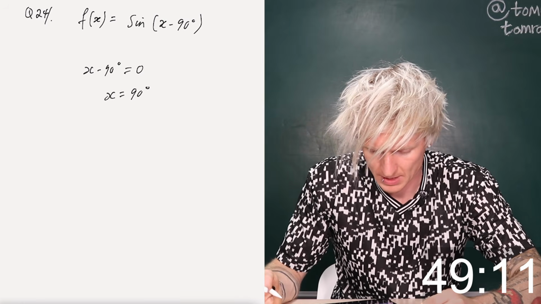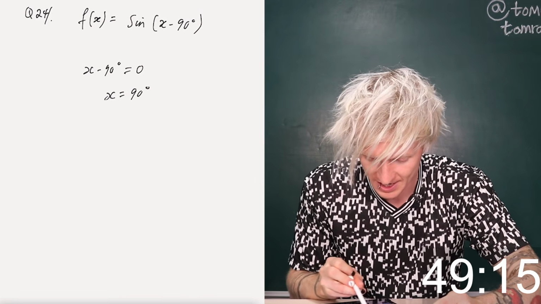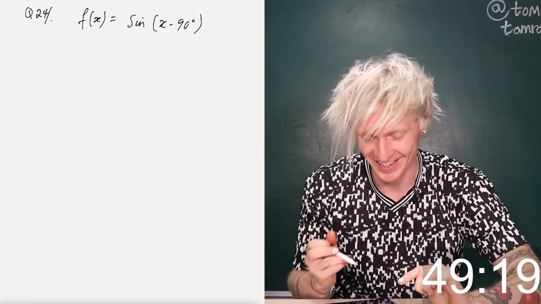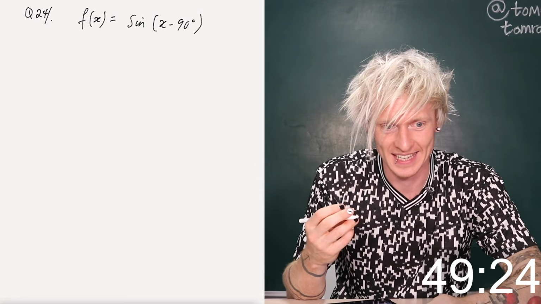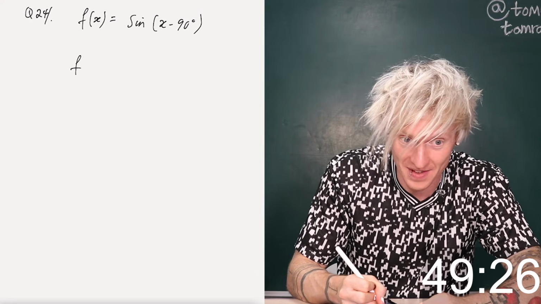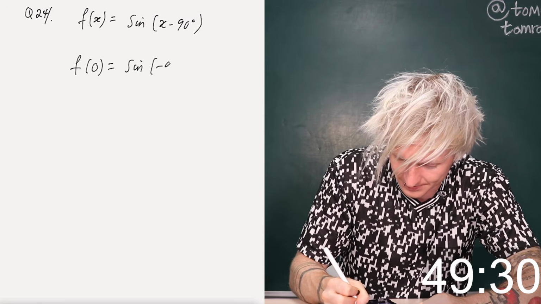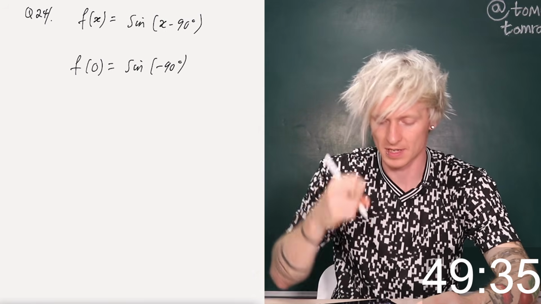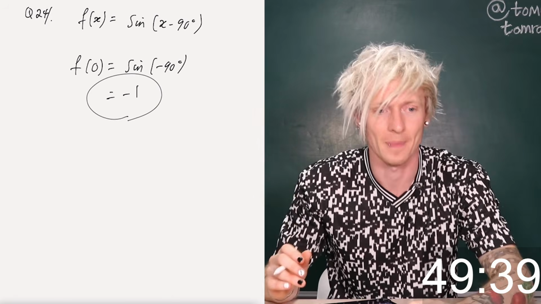Okay. No, my bad, that's completely wrong. Don't do that, Thomas. Let's go back and let's actually answer the question. So if f of x is that, and I want to know f of 0, then f of 0 is sine of minus 90. Okay, so sine of 90 is plus 1, so that's minus 1. All right, answer is minus 1. Got to be getting there.